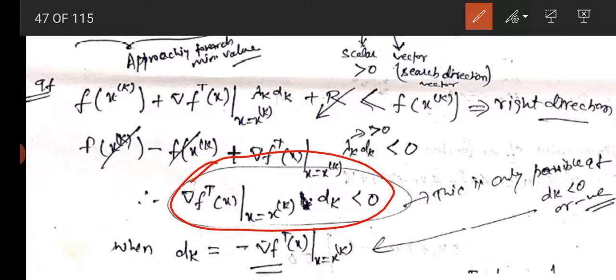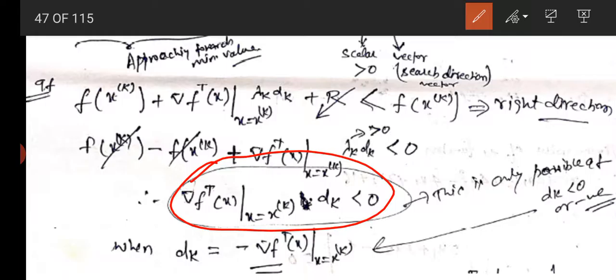Lambda is just a scalar quantity. Forget about that. Let's say I am taking lambda as 1, no problem. But your direction dk is multiplied with this gradient value, so it should be less than or equal to 0. Now let's say I have chosen dk equal to minus of the gradient of this value.